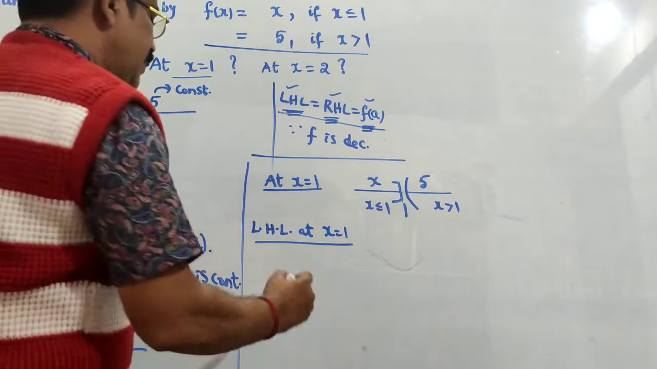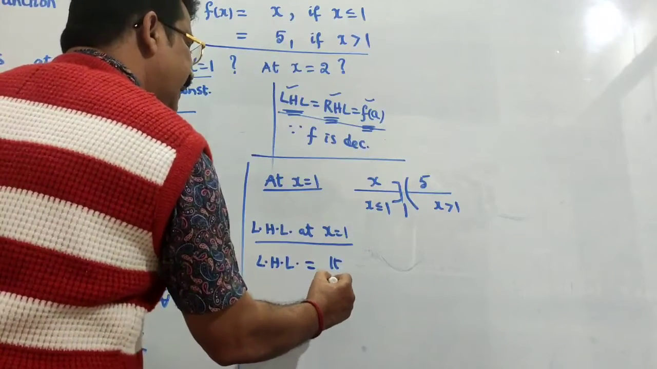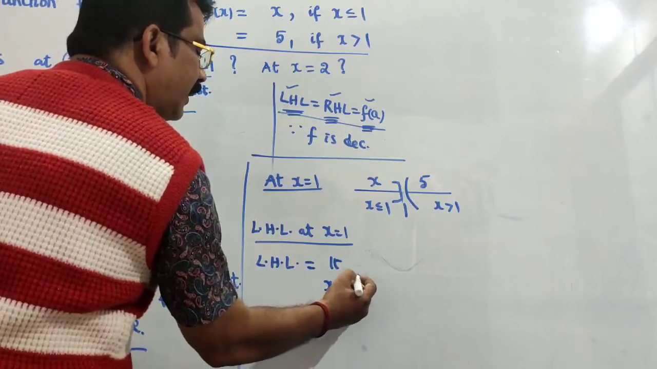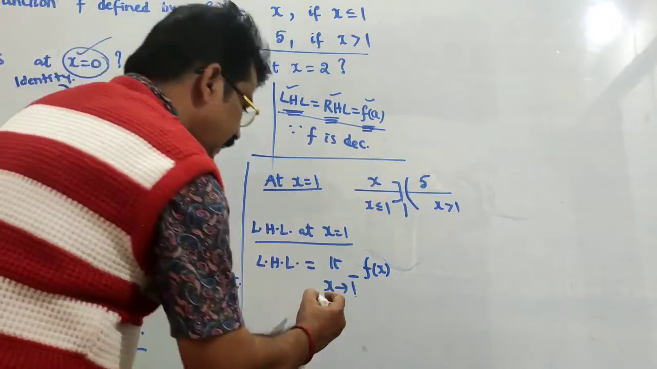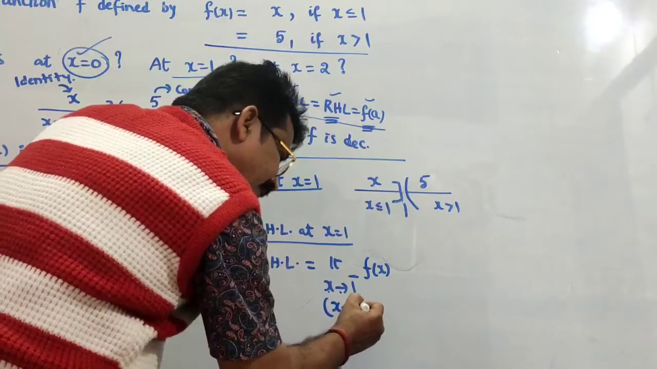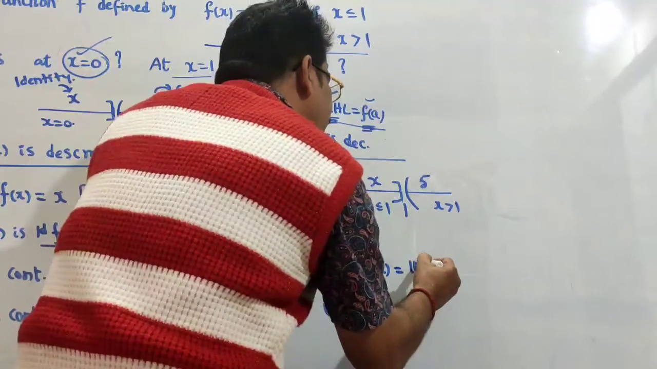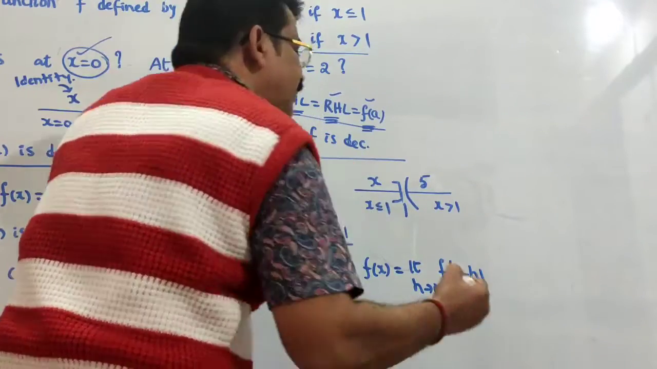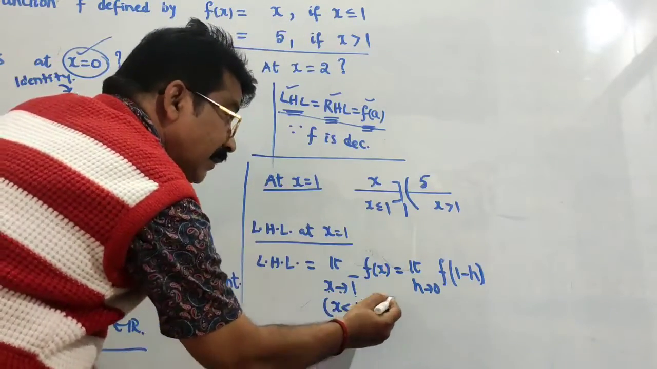So the left hand limit at x equal to a. Here, instead of a, it is 1. Left hand limit is equal to limit x tends to 1 minus of f of x. Minus stands for left, meaning x less than 1. The formula is limit h tends to 0 of f of a minus h.